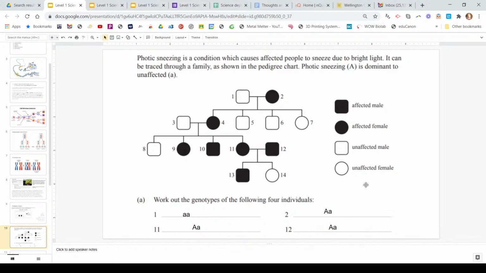So I've had a question there. What's the best way to answer questions of how dominant parents produce a recessive phenotype offspring? And I think that's what I've just gone through.